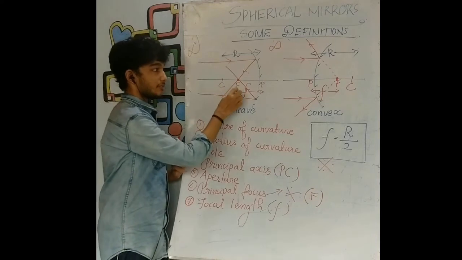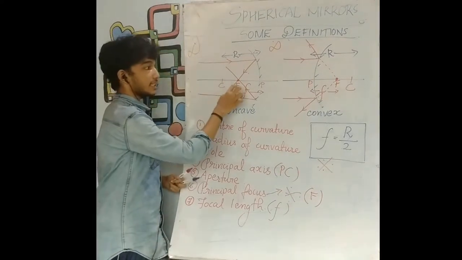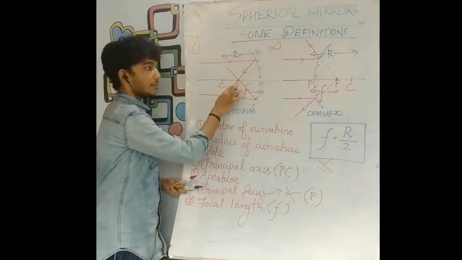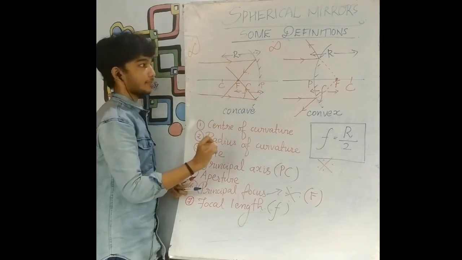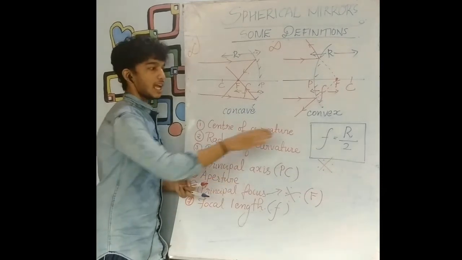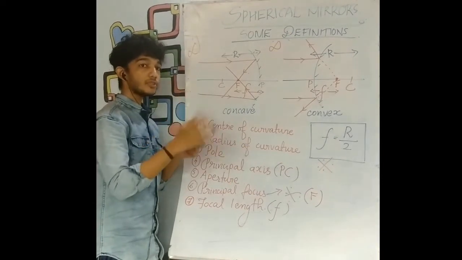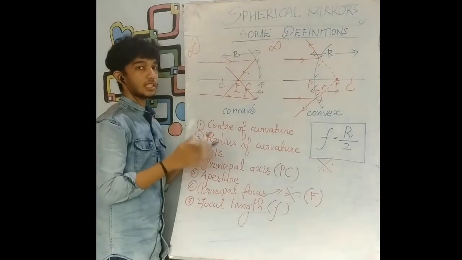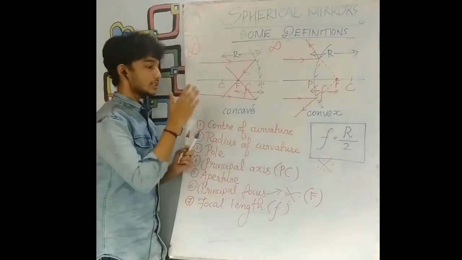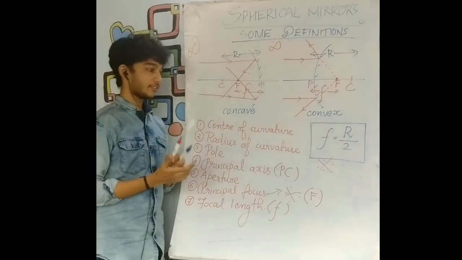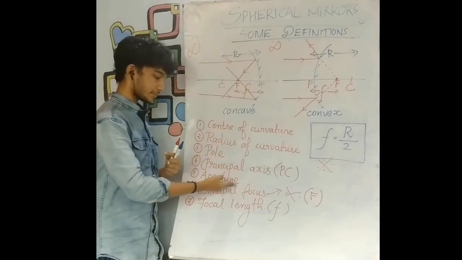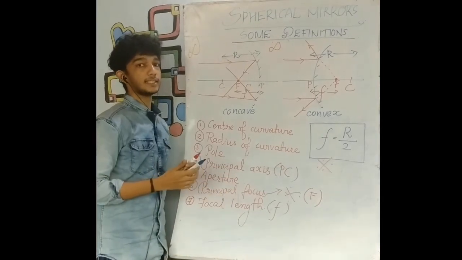That means the principal focus is lying approximately midway between P and C, or F will be the midpoint of the line PC. This conclusion we are arriving from the equation f is equal to R by 2, and this equation will be valid only for those mirrors having very small apertures. But for mirrors having large apertures, there may be variations. So this is about the different terms and their definitions. 7 terms: center of curvature, radius of curvature, pole, principal axis, aperture, principal focus and focal length.